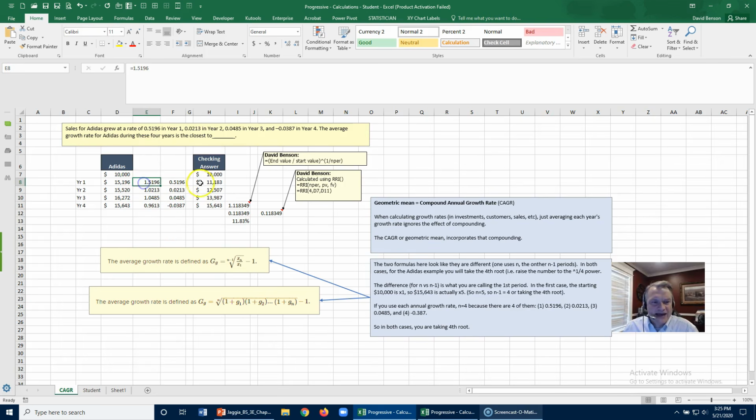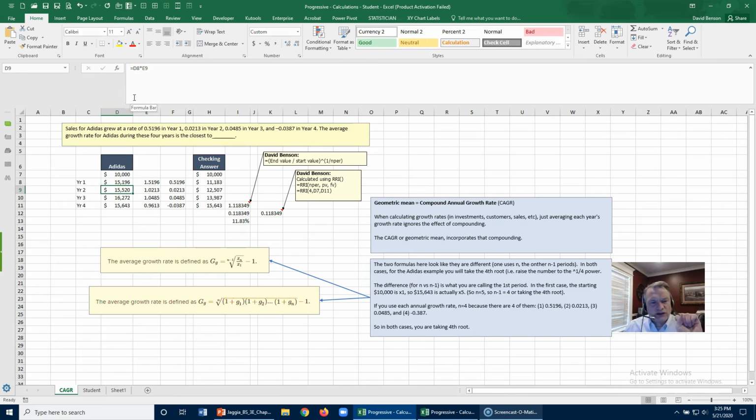Okay, and then I added 1 to each of them so that I could create a growth rate. Because going from this year to this year, because it grew by 2.13%, I'm going to multiply each of them by, so if I look at this one, I'm multiplying it by 1.0213.